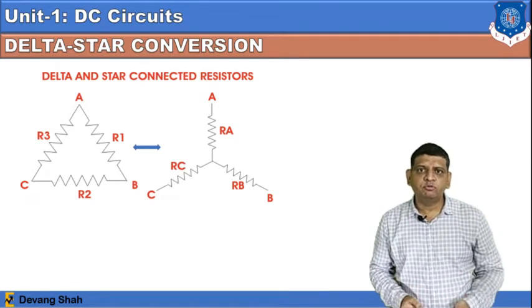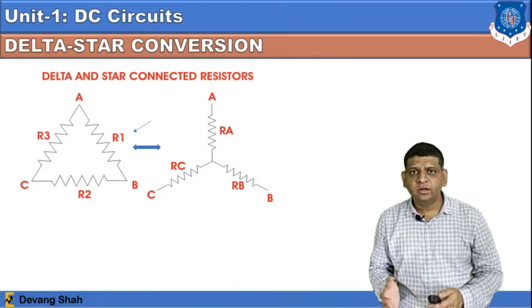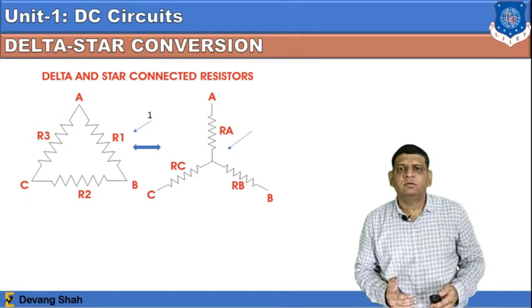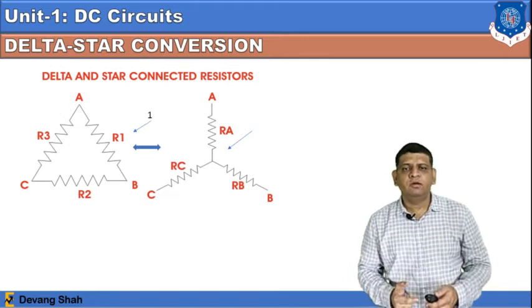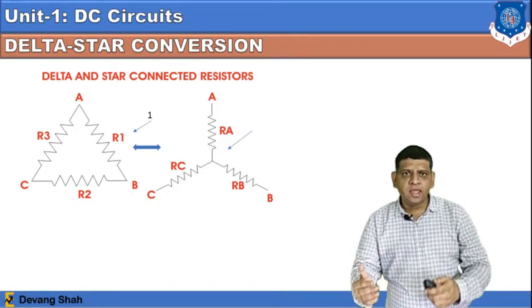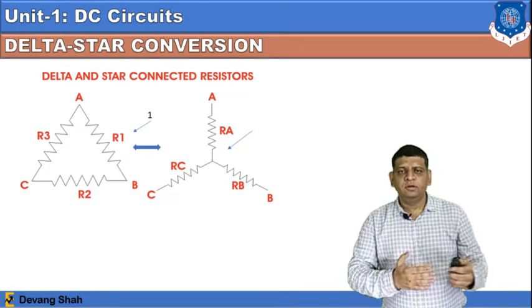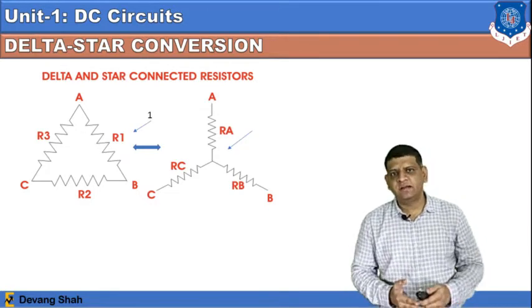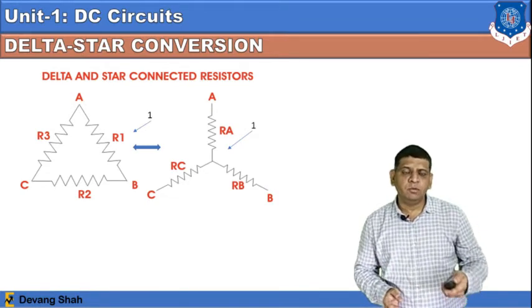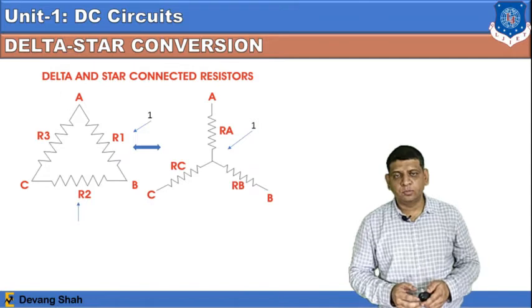My first job is point number one, where I have to look for the resistance between terminal A and B for the delta, and in the same way the resistance between A and B from the star. The resistance offered at terminals A and B of the delta network is the same as the resistance offered between terminals A and B of the star network, right? So both are the same, and from this I can find the equivalent resistance between star and delta.